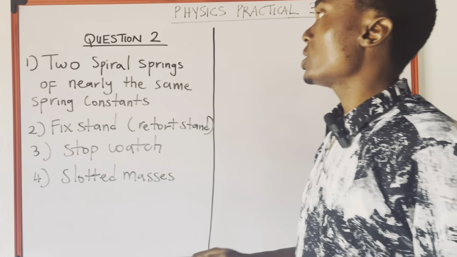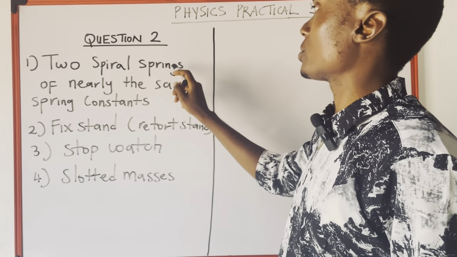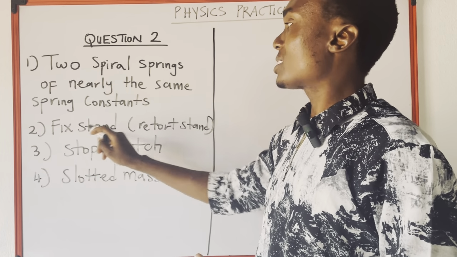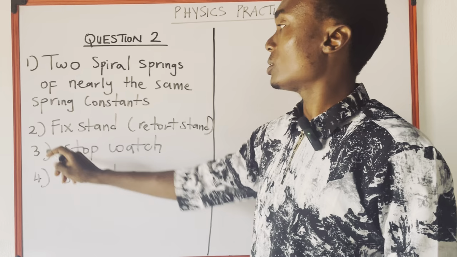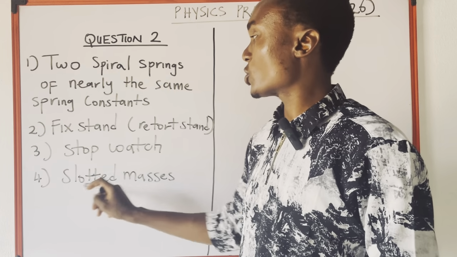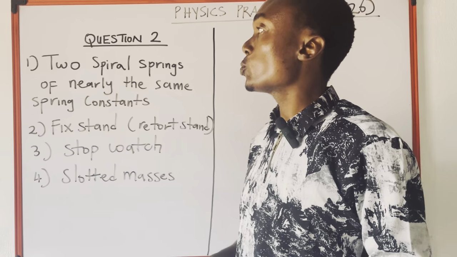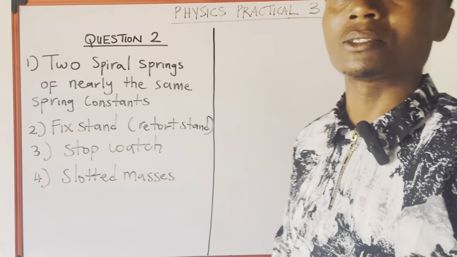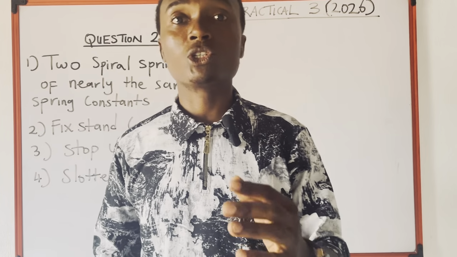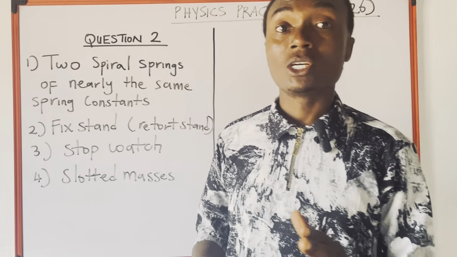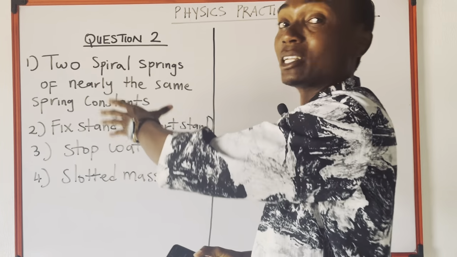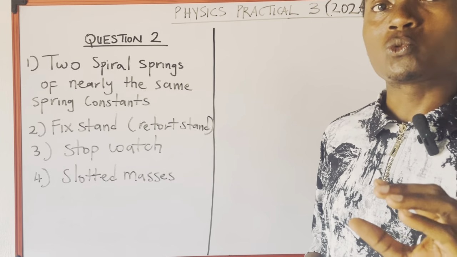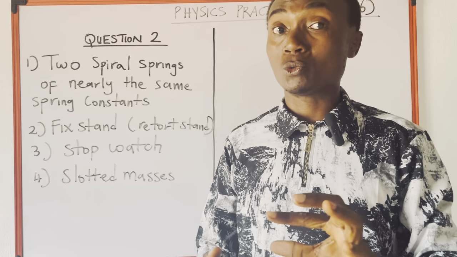Question 2 says: two spiral springs of nearly the same spring constants; 2. fixed stand, rotor stand; 3. stopwatch; 4. slotted masses. So these are the things that you need. You need to set up these things, so anybody can do it. So far you have the basic knowledge of physics, anybody looking at this can know the likely questions that are going to come out.